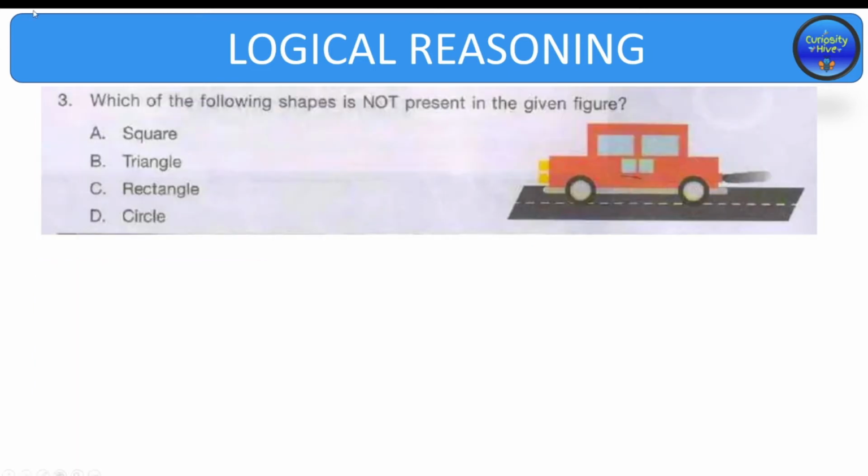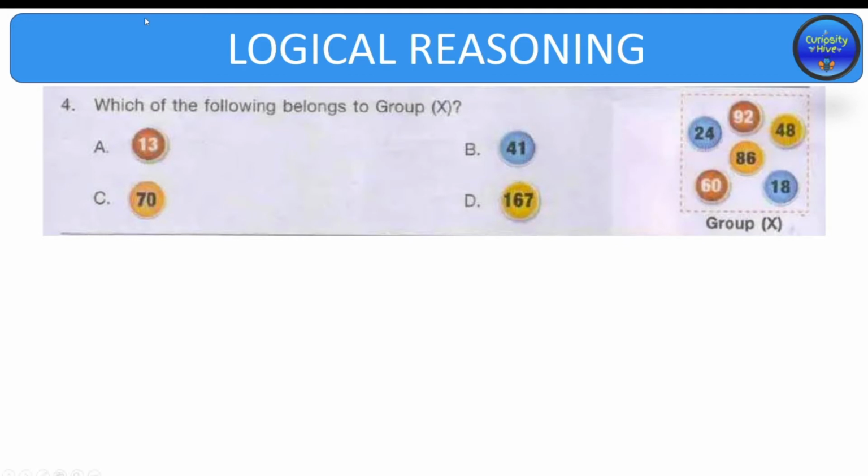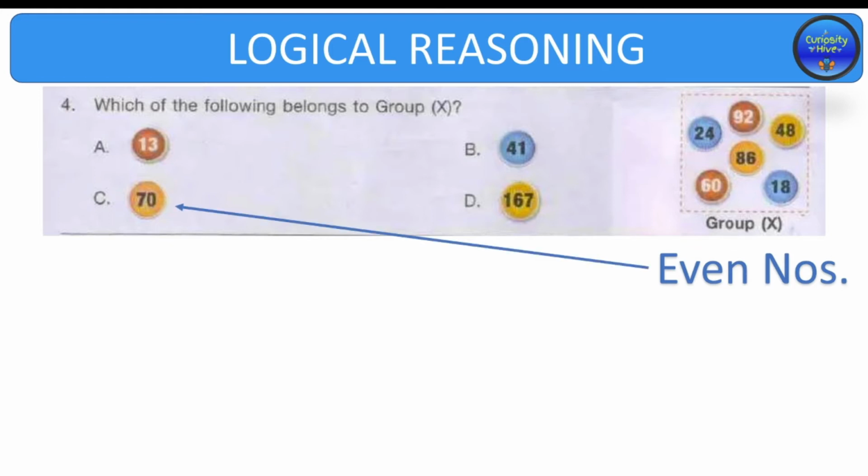Next question. Which of the following shapes is not present in the given figure? Easy one. Well, the answer to this is, you're right, option B, triangle. Next question. Which of the following belongs to group X? Here you have group X. Can you make out the relation and find the right answer? I hope you have got it right. So all the numbers in group X are even numbers. And in the given options, it is option C, which is 70, which is an even number. So that belongs to group X.